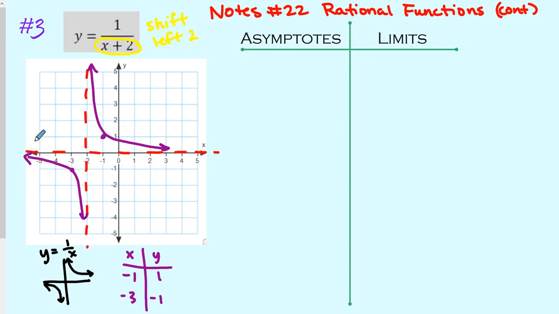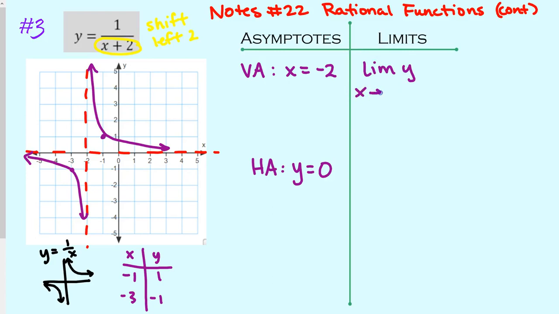Okay, now let's list the asymptotes. So our vertical asymptote is the line x equals negative 2. And our horizontal asymptote is the line y equals 0. So for the vertical asymptote, the limits that we want are, we want to describe what's happening to the left of negative 2 and to the right of negative 2. So the limit of y as x approaches negative 2 from the left would be notated like that. And the limit of y as x approaches negative 2 from the right would be notated like this. A little plus after it means from the right.